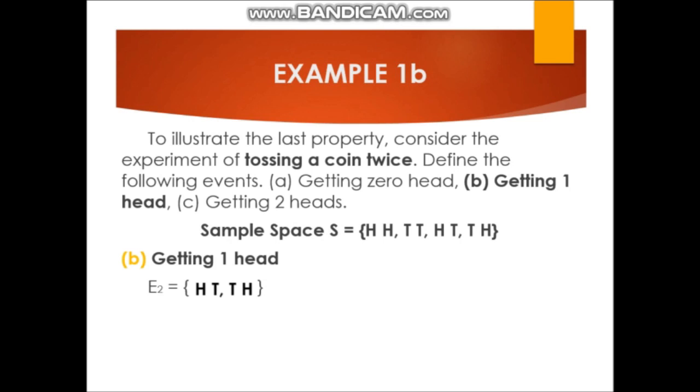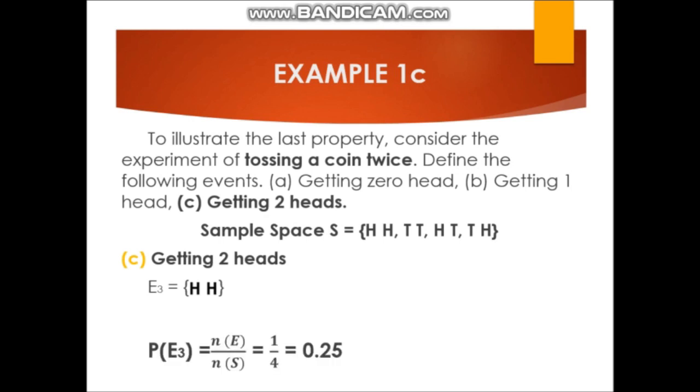So, therefore, the probability of event 2 is equal to 2 over 4 or equal to 1/2, which is equivalent to 0.50. And for letter C, we have getting 2 heads. Okay, in this situation, out of 4 elements in a sample space, only one has exactly 2 heads in tossing a coin twice. So we have head, head. So that means the number of events 3 is only 1. So the probability of an event is equal to 1 over 4, which is equivalent to 0.25.